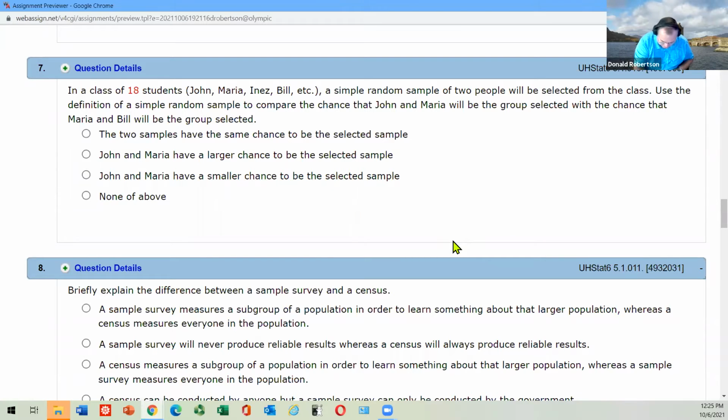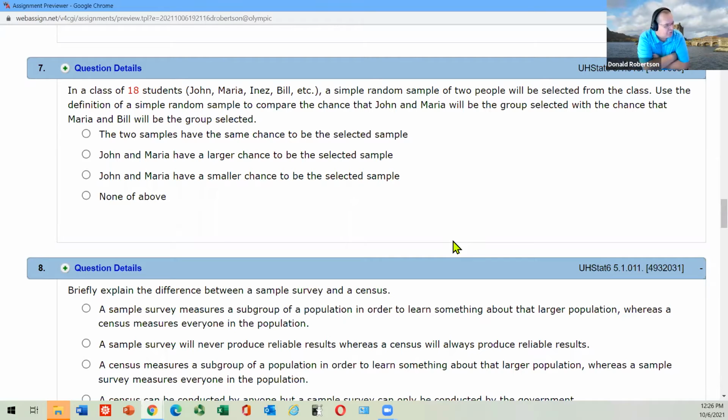Okay, this is a good question because it's actually one of the few things that I've seen where we can get numbers. In a class of 18 students, and they give you some fictitious names, a simple random sample of 2 people is going to be selected. Use the definition of a simple random sample to compare the chance that John and Marie will be the group selected with the chance that Marie and Bill will be selected.